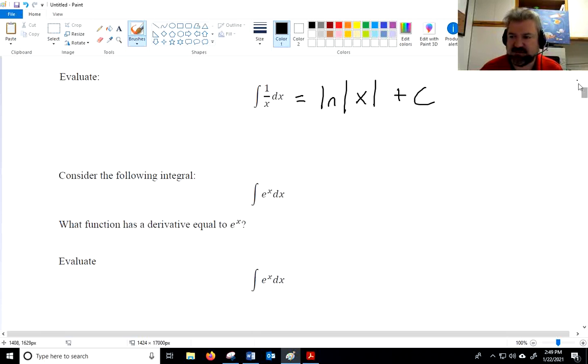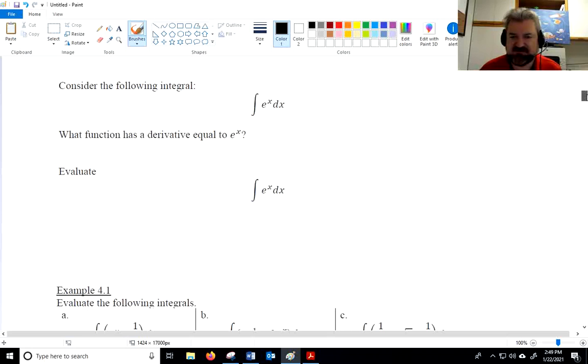A closely related integral that we need to think about is the integral of e to the x. So again, I'll ask you, what function has a derivative of e to the x? Well, you may remember that the derivative of e to the x is e to the x. It doesn't change. So we should not be too surprised that the integral of e to the x dx is e to the x plus a constant.